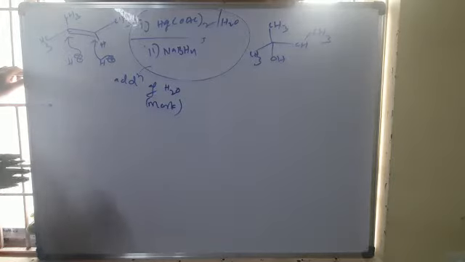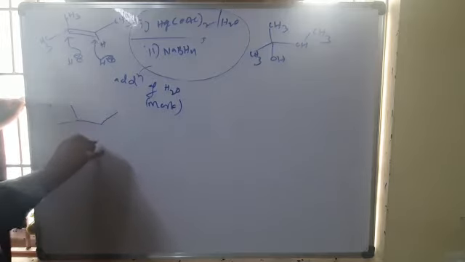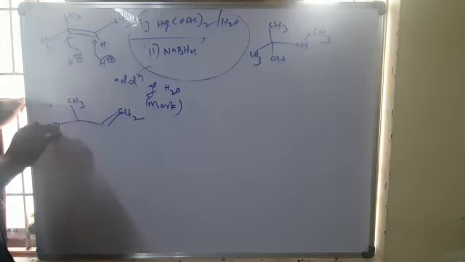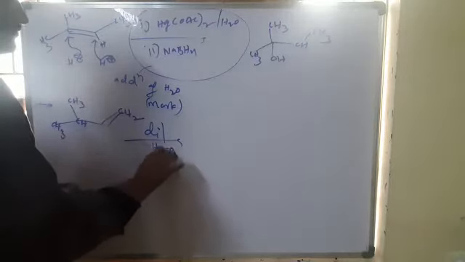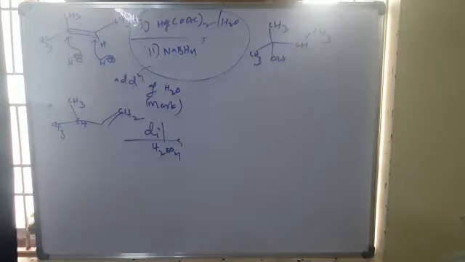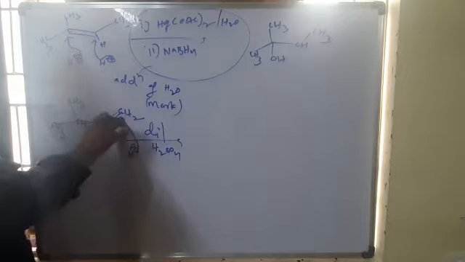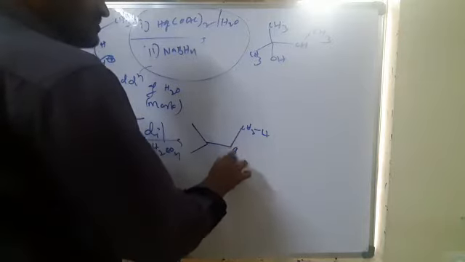Next, dilute H2SO4. Dilute H2SO4 means you can take the same reagent if you use. For example, if I take this one, CH2, CH3, CH3, CH, to this dilute H2SO4. If you use dilute H2SO4, first H plus will attack here, CH2H. Now here positive charge will come.